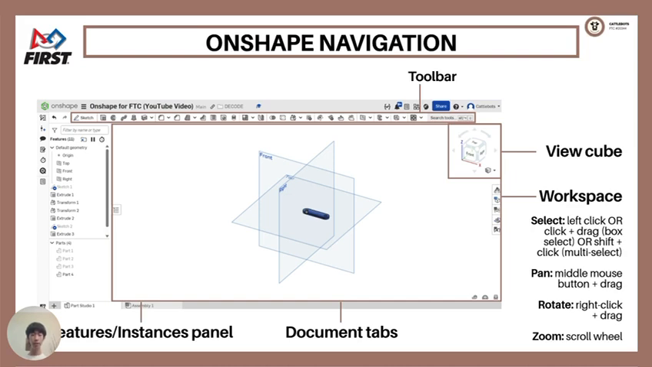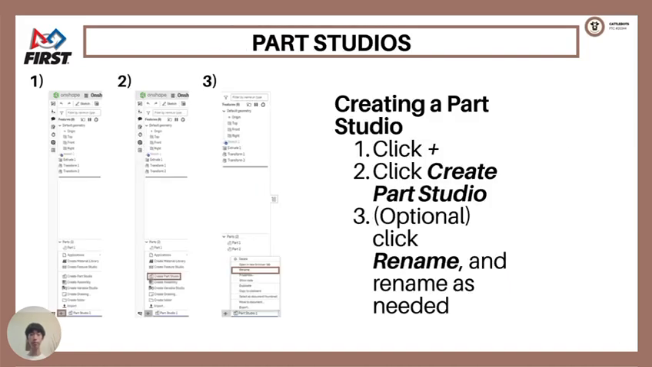You can select by left-clicking, box select by clicking and dragging, or multi-select by shift-clicking, pan by using the middle mouse button and dragging, rotate by right-clicking and dragging, and zoom by using the scroll wheel. You can navigate using either a mouse or a touchpad, but using a mouse to navigate Onshape will be much faster.